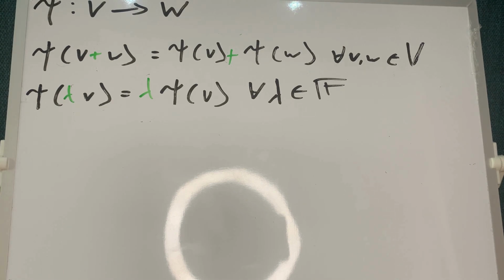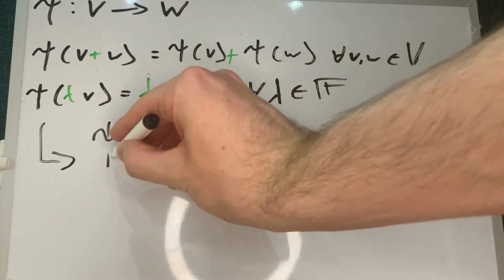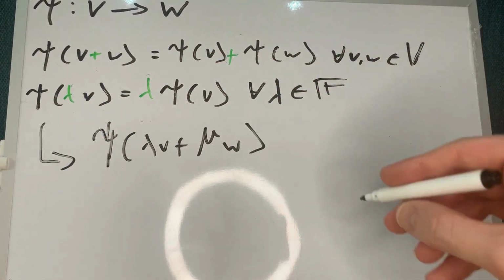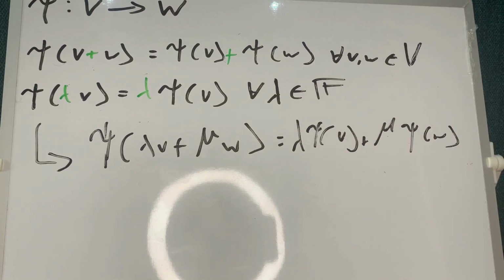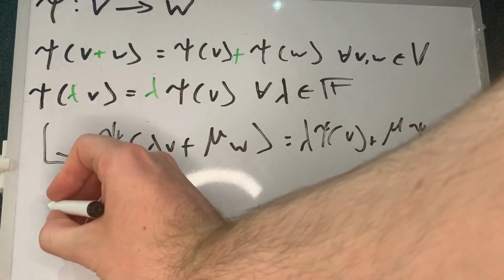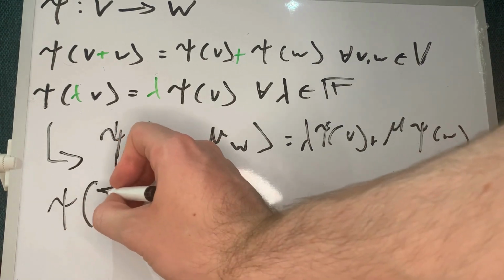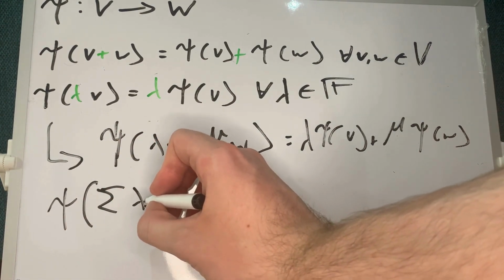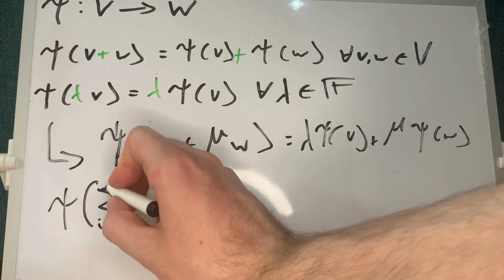Sometimes you'll see these two combined, and you'll express this as phi of lambda V plus mu W equals lambda phi V plus mu phi W. I hope you can see that what we've done here is we've just combined the properties into one. But if you want to be really fancy, sometimes you'll see it expressed like this: phi of, and then inside the bracket a sum of lambda i V i, from i equals 1 to n.